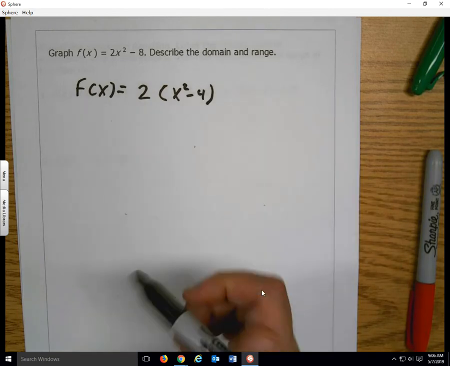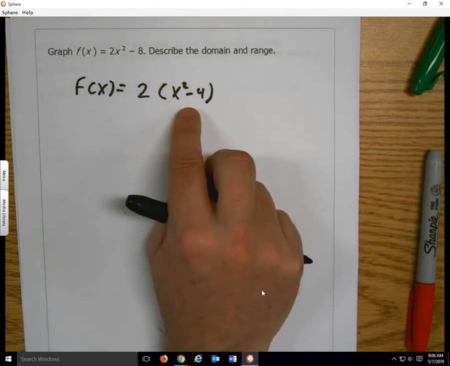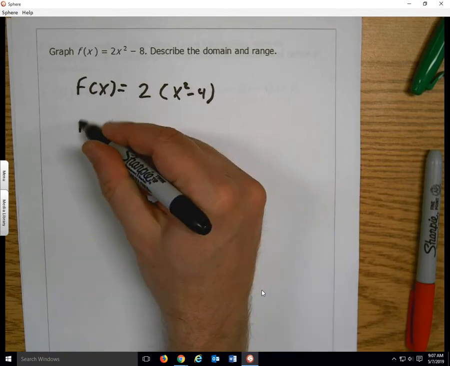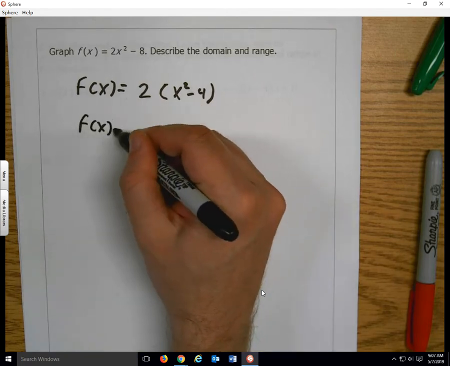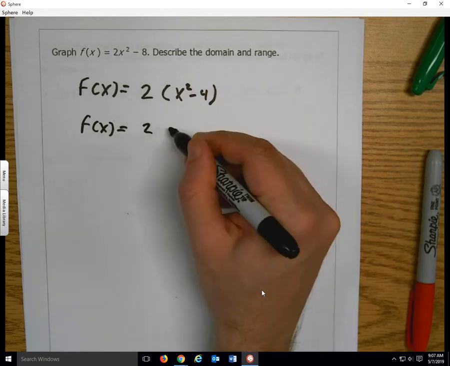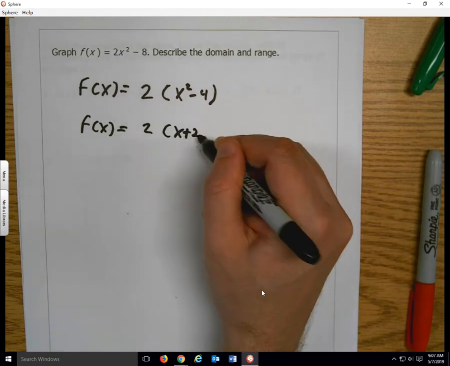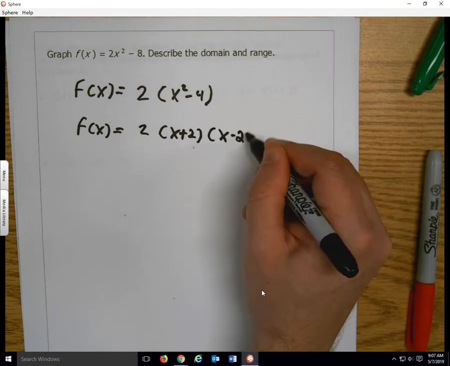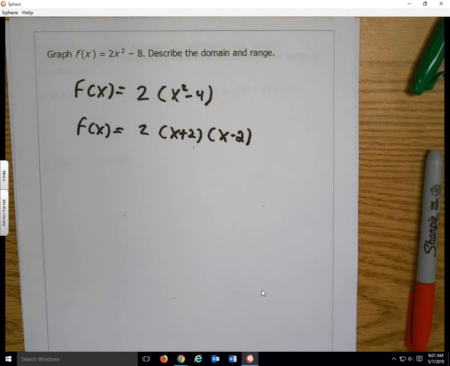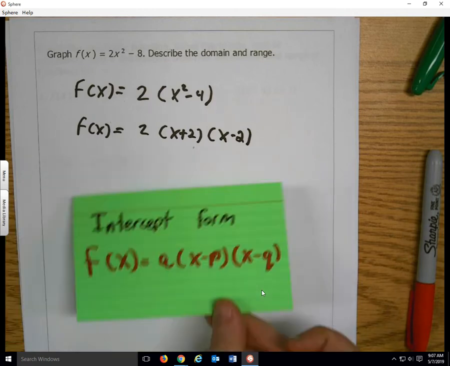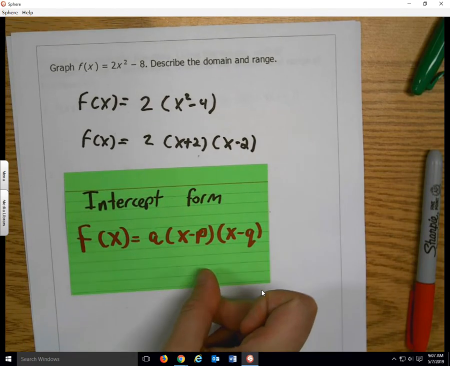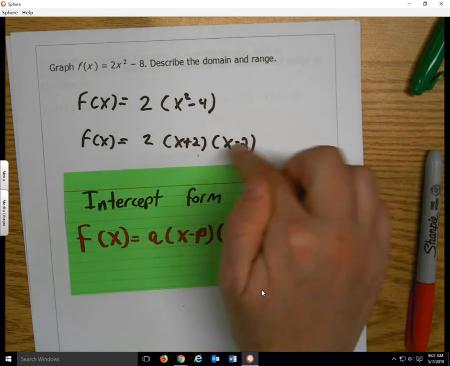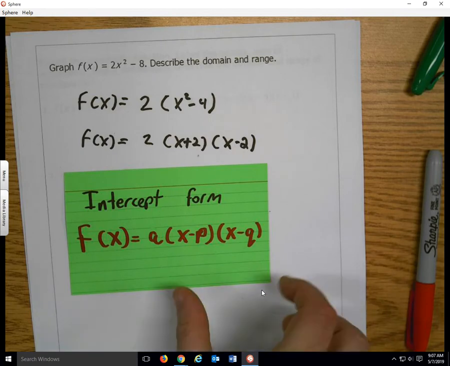But wait, is this something we can factor? This is a square, this is a square, and there's a negative, so we can. This would be an x plus 2, x minus 2, if we use the difference of squares. Now, let's compare that to this. There's a 2, there's the x plus 2, the x minus p, the x minus 2, the x minus q. It's in the same form.